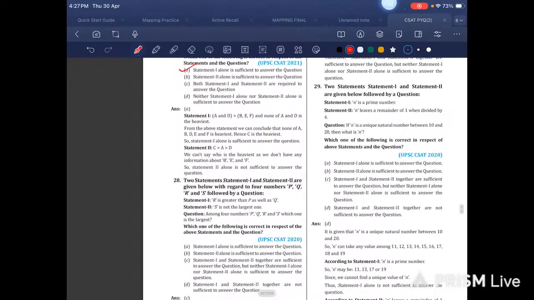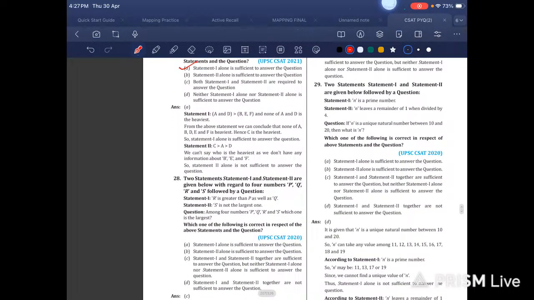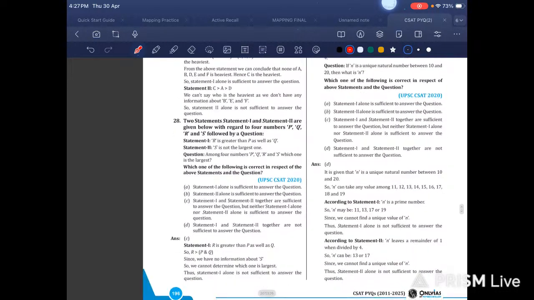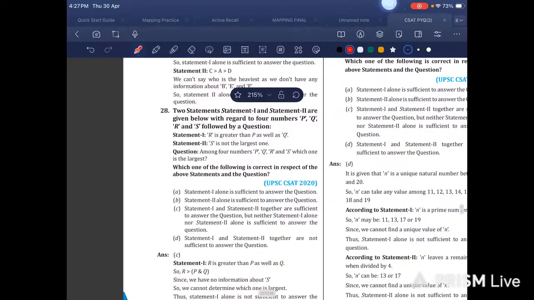Now let us move to the next question, question number 28. Two statements, statement 1 and statement 2, are given below with regard to 4 numbers P, Q, R, and S, followed by a question. R is greater than P as well as Q. Among the 4 numbers, which one is the largest?